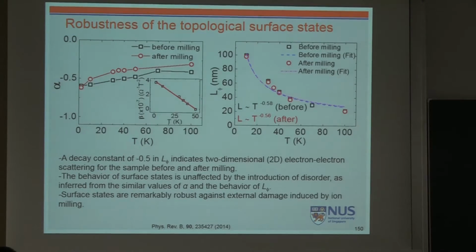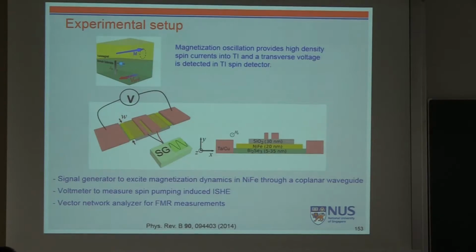So we conclude, even though the bulk property may change because of the disorder, if you look at the surface property, it looks robust against this external damage. So we are very happy about this result, and we moved to real device fabrication to measure the spin Hall angle.